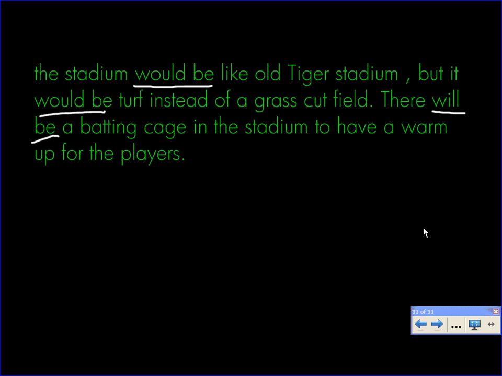Would is hypothetical. It's like perhaps something will happen. Will is certain. This will happen. So there's a slight shift there. Do you see the shift now?